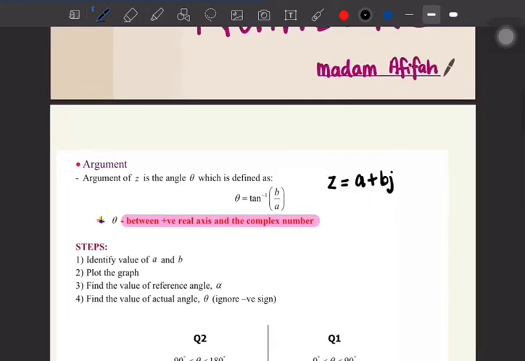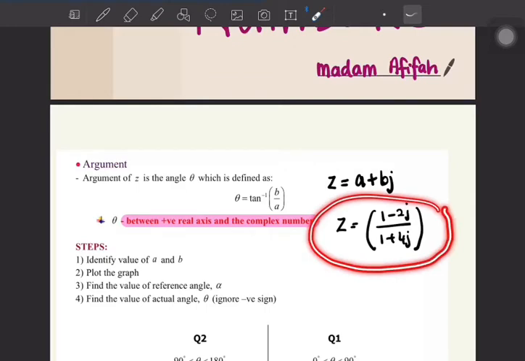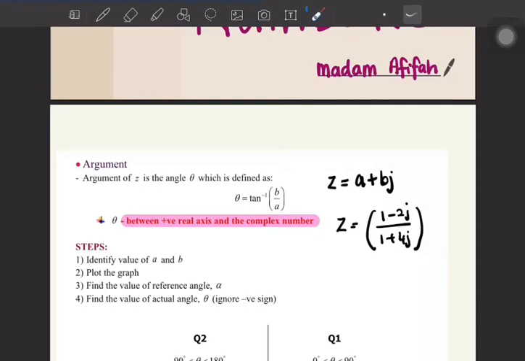So let's say you are given z equals a fraction, 1 minus 2j over 1 plus 4j. This is not in the general form of a complex number, so you cannot simply find the argument of z. What you need to do first is express this into the general form of the complex number. We already discussed how to do that in our previous class.